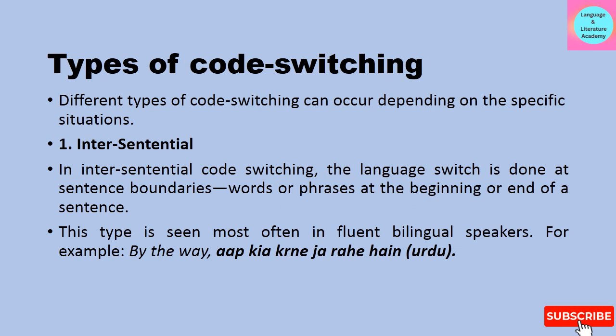Now let's see different types of code switching. These different types of code switching can occur depending on the specific situation. The first type of code switching is called intersentential. In this type of code switching, the language switch is done at sentence boundaries, words or phrases at the beginning or end of the sentence. This type is seen most often in fluent bilingual speakers.